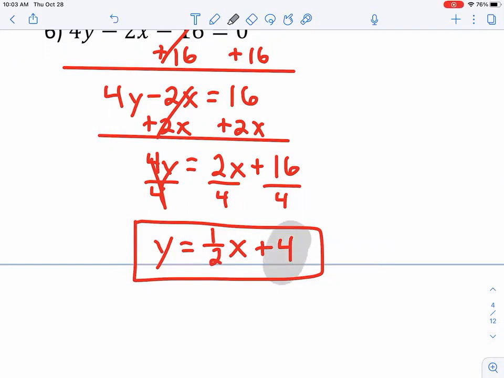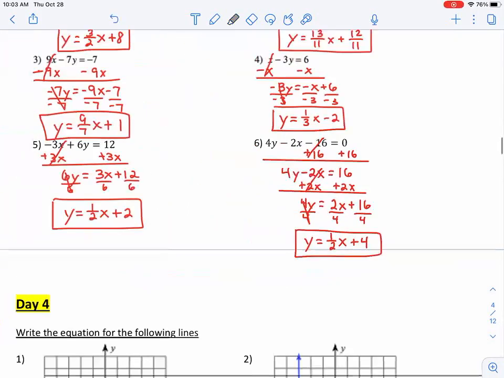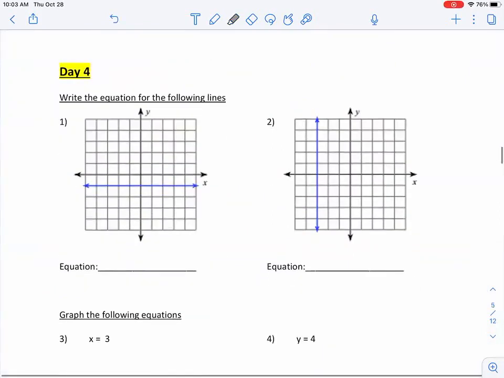And then you guys did a nice job of graphing those on the quiz. So we are headed here to day 4. On day 4, first we're going to talk about vertical and horizontal lines. Your answers for the equation are either x equals or y equals. A lot of times students just screw them up and forget which one is which. It depends what line it passes through.